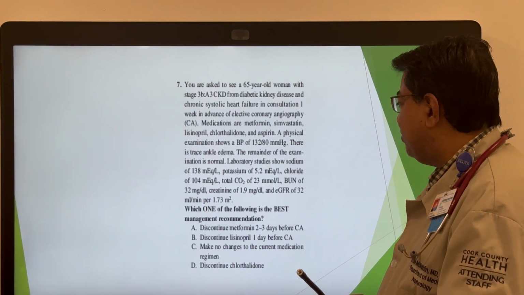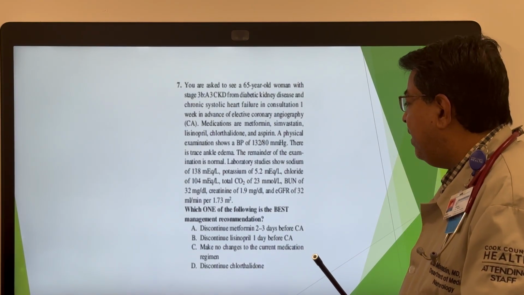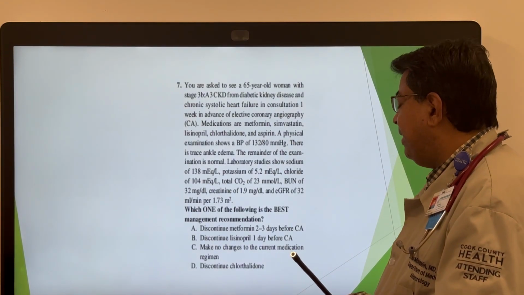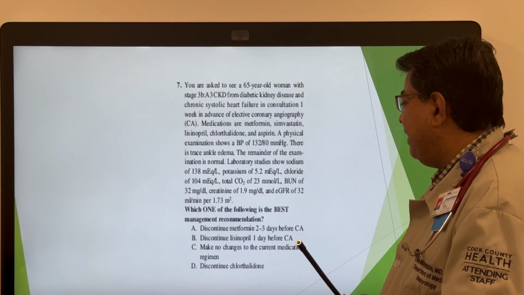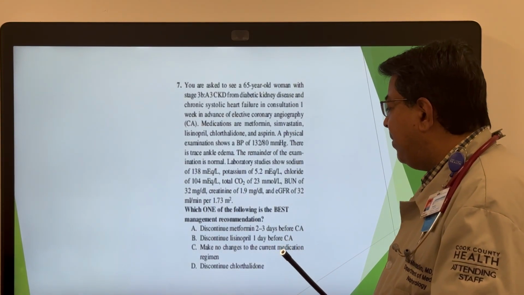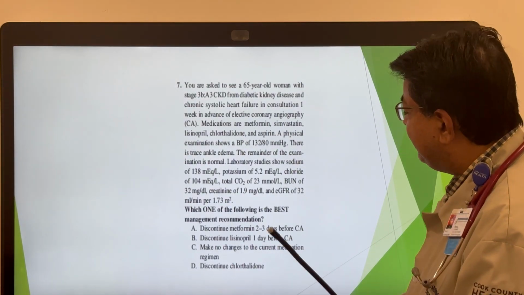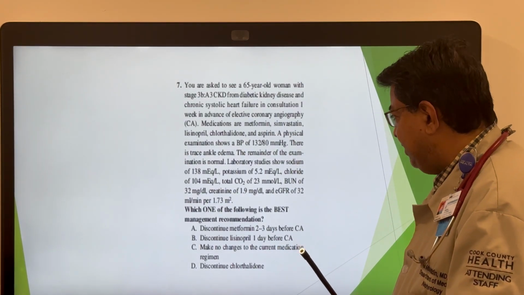Laboratory studies show sodium of 138, potassium 5.2, chloride 104, bicarb 23, BUN of 32, creatinine 1.9 milligram per deciliter, and eGFR of 32 milliliters per minute per 1.73 meters squared. Which one of the following is the best management recommendation?